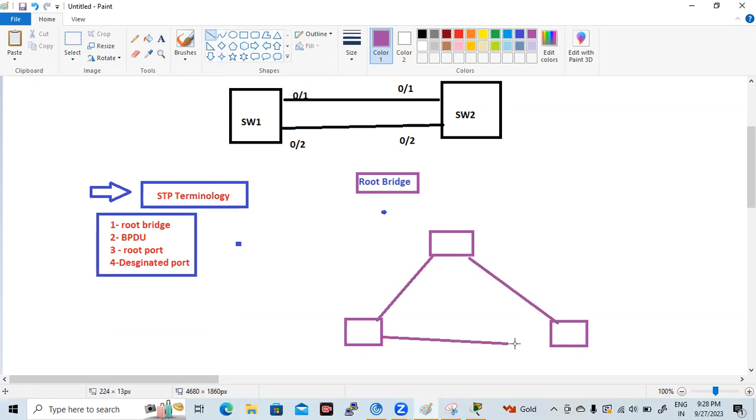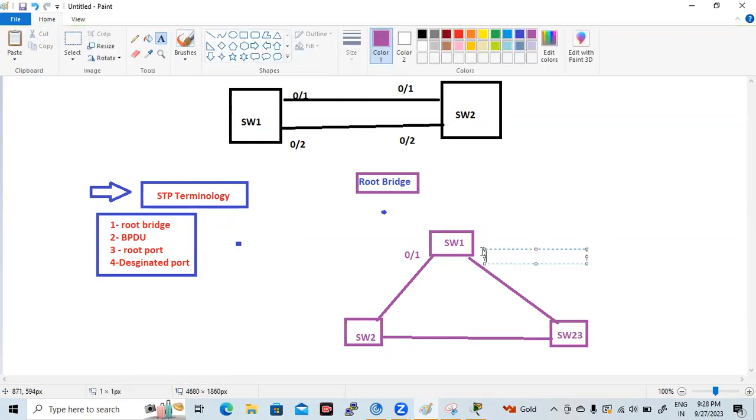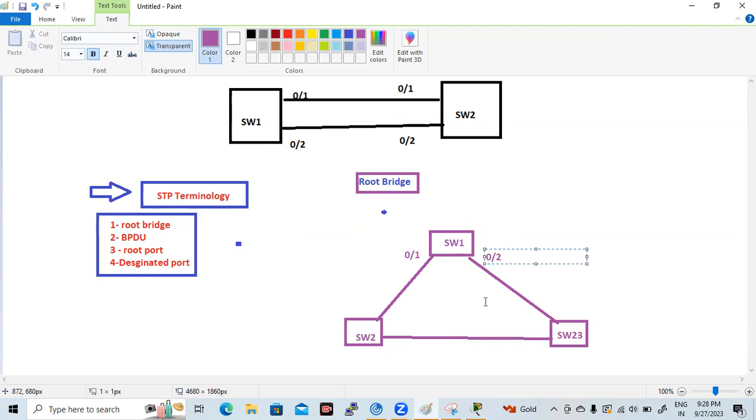We have three switches here: switch 1, switch 2, and switch 3. This is connected 0/1, this is connected 0/2. This is also connected somewhere 0/1 and 0/2. This is also 0/2 and 0/1. The port number is connected, right?